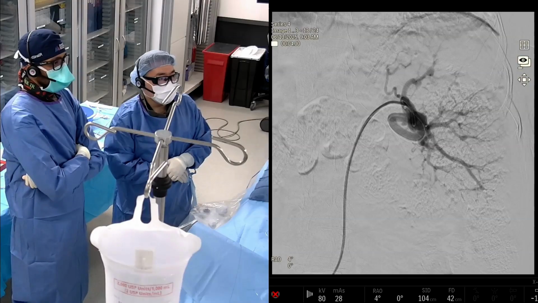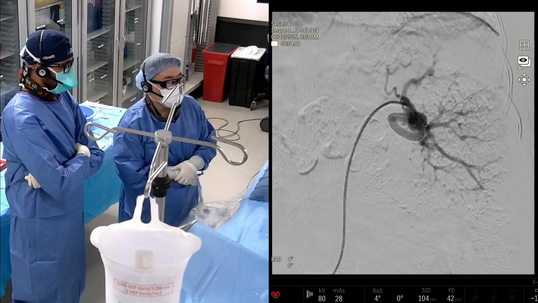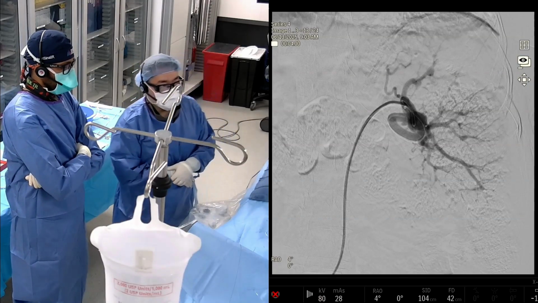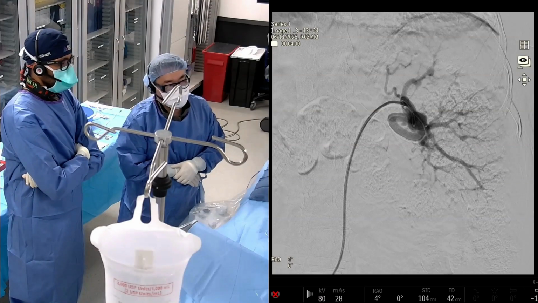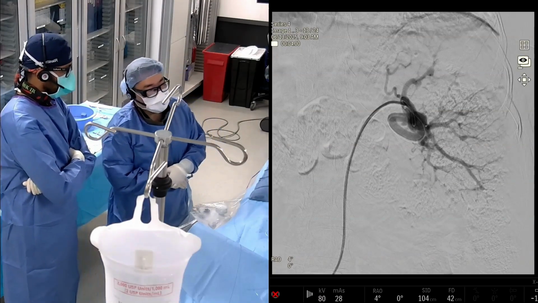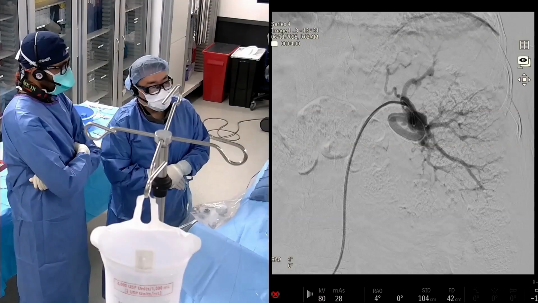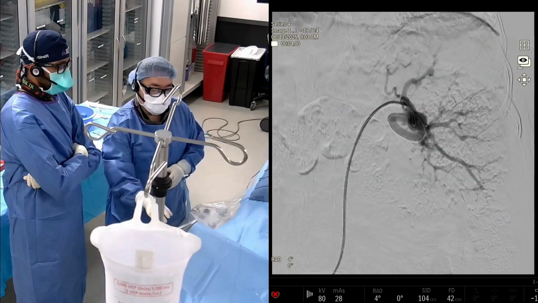And then we plan on probably using coils. You caught us right when we gained access with our microcatheter to the aneurysm sac, and we can talk about whether we should go even more distal, potentially try to hit the outflow, or just hit the aneurysm sac itself.